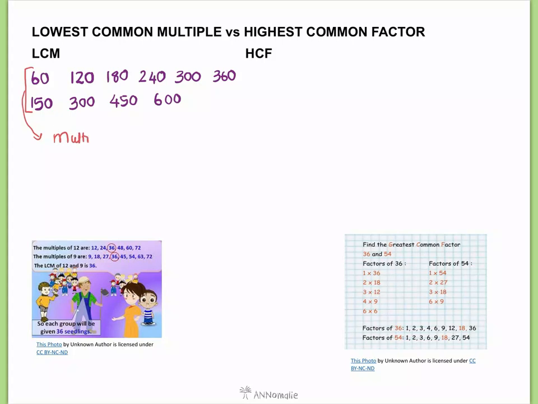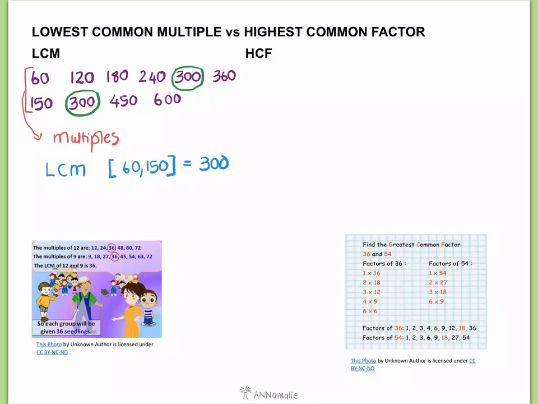So those are the multiples. Now we have to look at common multiples. Let's circle them, common in both. That is 300 at this point and 300, so they are common. And the lowest one that's common is 300. So the LCM, written as the LCM of 60 and 150, equals 300.